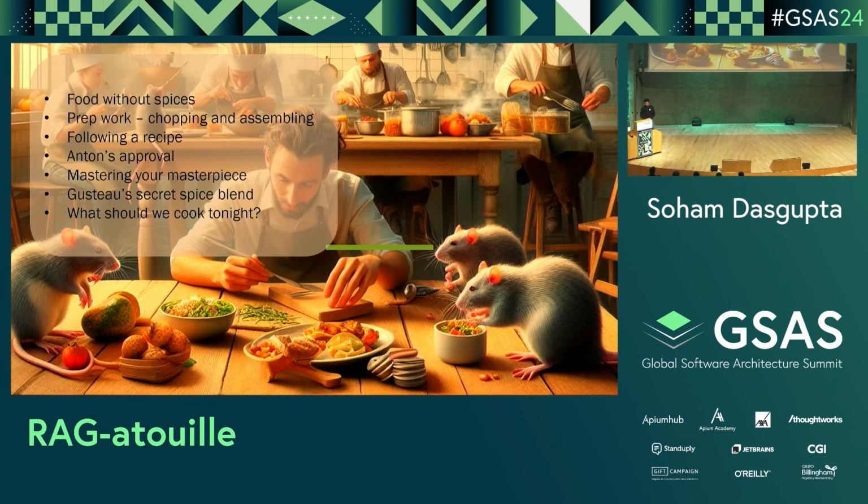What's on the agenda today? We're going to talk about food without spices. I hate it because my background is in India. I cannot eat food without spices. And how that relates to RAG. We're going to talk about prep work, chopping and assembling. That's quite important when you're building a RAG system, and I'll tell you why as well. I think that's the lengthiest part of my talk.